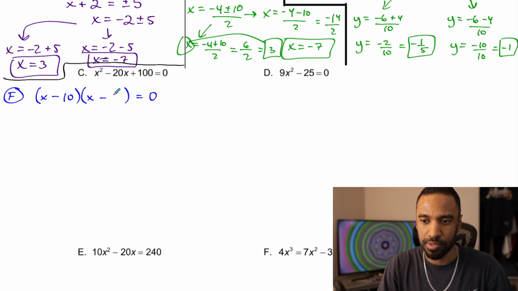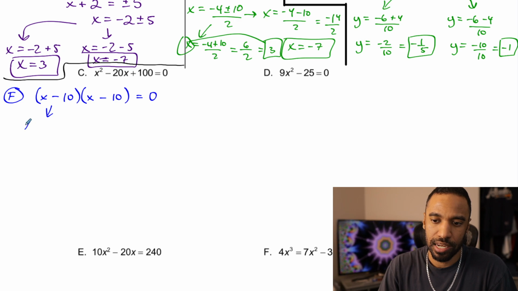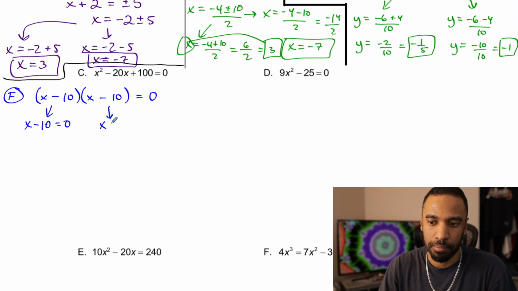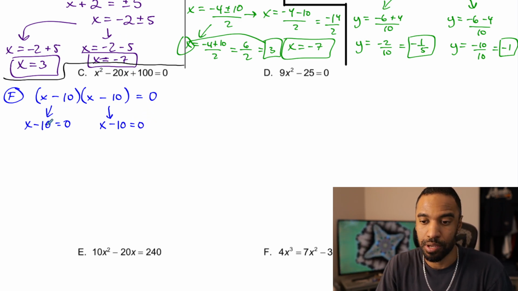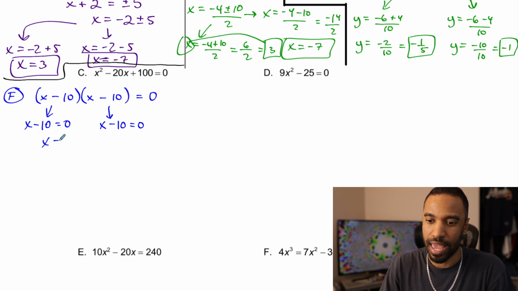X minus 10 times x minus 10 equals 0. So either x minus 10 equals 0 or x minus 10 equals 0. And that sounds dumb. And you know what? That kind of is dumb, because I'm saying the same thing twice. Either x minus 10 equals 0 or x minus 10 equals 0. So x equals 10 or x equals 10.